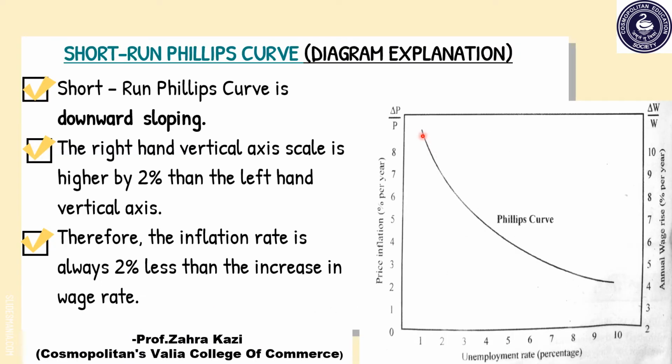Further, let's understand this diagram, students. The short-run Phillips curve, as we already discussed, is downward sloping. The right-hand vertical axis here, which measures the increase in wage rate, is higher by 2% than the left-hand vertical axis of inflation rate. So the inflation rate is always 2% less than the increase in the wage rate.